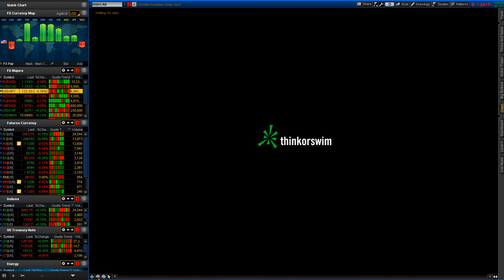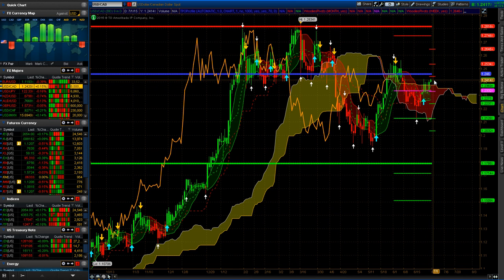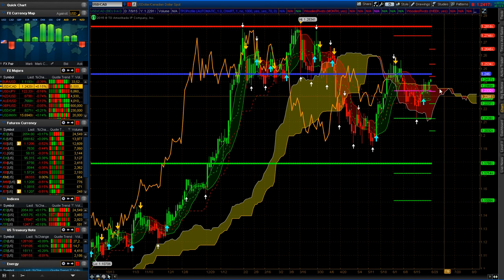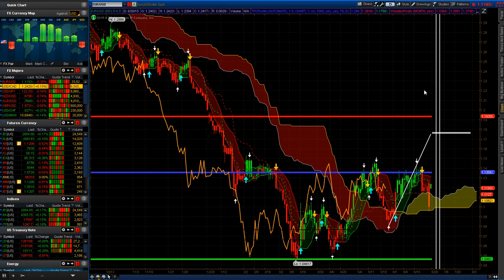The CAD looks good to the upside. As long as we could take these levels out right here, it's looking good. It's above the cloud, PPS buy signal. So the path of least resistance is to the upside. So it will be a nice long once they get out of that cloud.